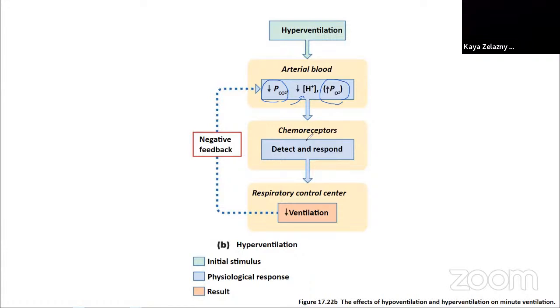Chemoreceptors sense that you're doing this. They sense that you're breathing too much, you're breathing too quickly. The respiratory control sensors are going to send a signal out telling you to decrease your ventilation rate. Decrease your ventilation rate until you correct, get back to our normal partial pressures, and then you're back to your normal breathing rate.